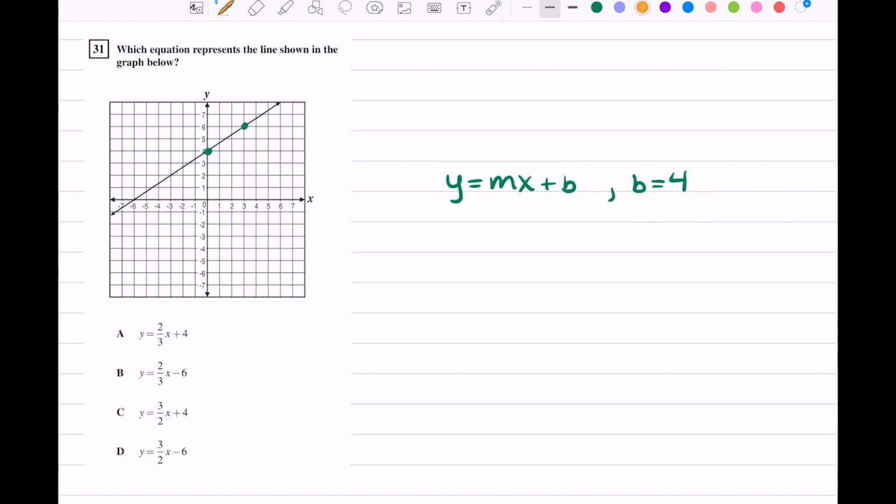Starting at the first point, we rise 2, and then we run 3. So our slope, which is rise over run, is 2 over 3. So now we can rewrite our equation as y equals 2/3 x plus 4. Looking at our options, that's option A.